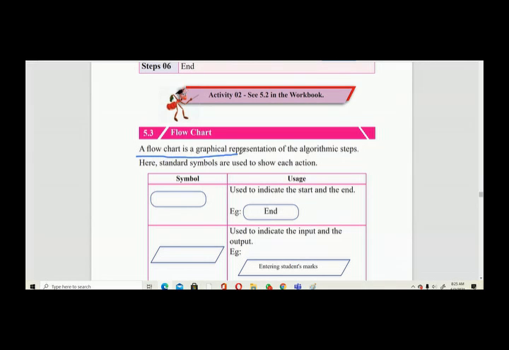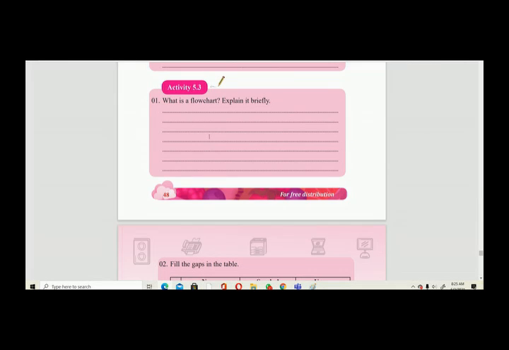A flow chart is a graphical representation of the algorithmic steps. Okay, that is the definition of the flow chart. Write it here quickly.